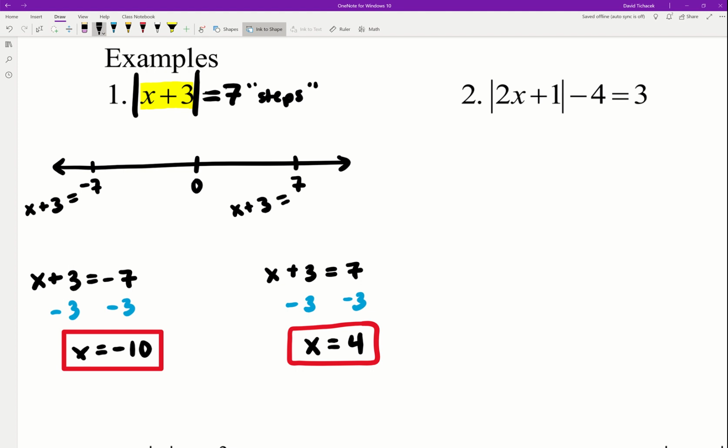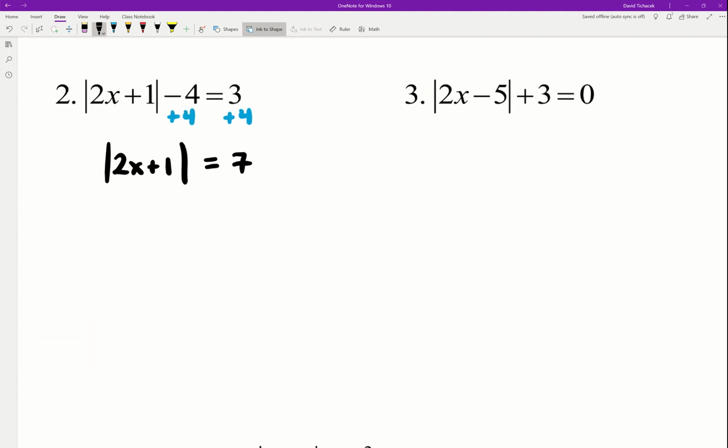If you were given one like number 2, where that is not necessarily ready to go, we would just need to perform a step to get that absolute value expression completely by itself. For that reason, on number 2, the first thing I'm going to do is get that plus 4 over to the other side. So here we would have the absolute value of 2x plus 1 is equal to 3 plus 4, which makes 7. And of course, we copy over the exact same interpretation as from before.